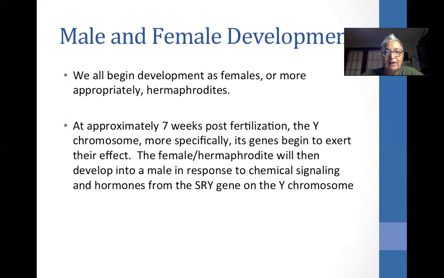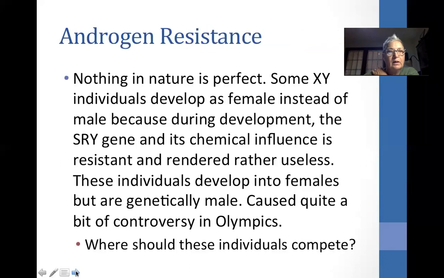Here's the catch. Like I said before, I'm not sure if this is where we're at in our lecture, but there's this thing called androgen resistance, and or androgen sensitivity and insensitivity and those sorts of things. Basically, nothing in nature is perfect, right? And so some XY individuals actually develop into a female instead of a male because during development, that SRY gene and its influence is resistant and rendered rather useless. And these individuals develop into females, but they're genetically male.